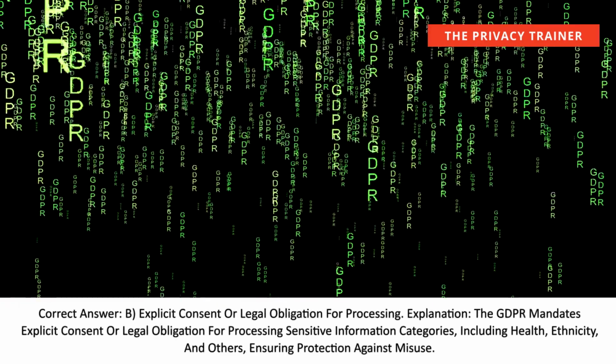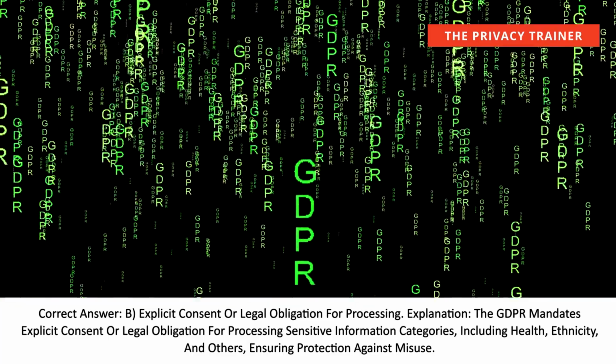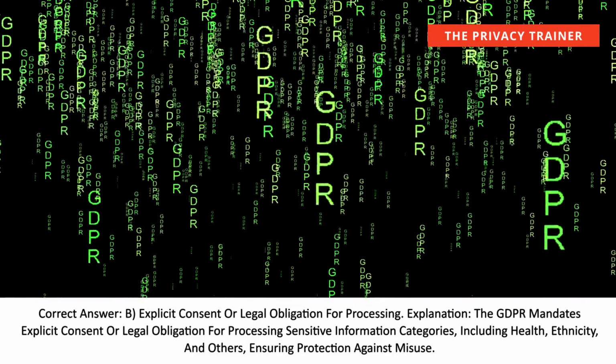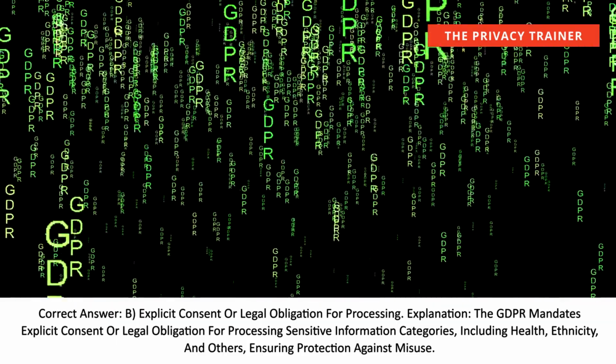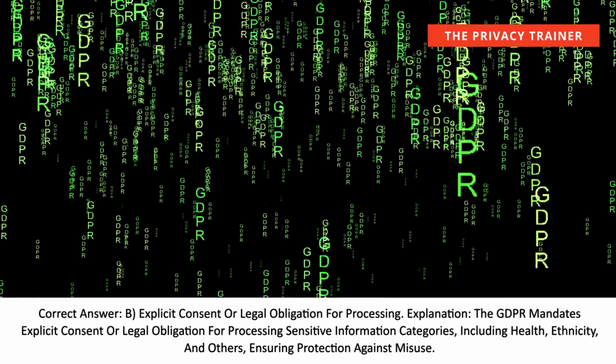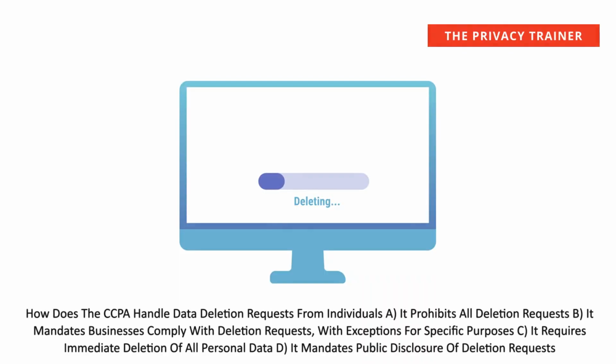Correct answer: B. Explicit consent or legal obligation for processing. Explanation: the GDPR mandates explicit consent or legal obligation for processing sensitive information categories, including health, ethnicity, and others, ensuring protection against misuse. How does the CCPA handle data deletion requests from individuals?